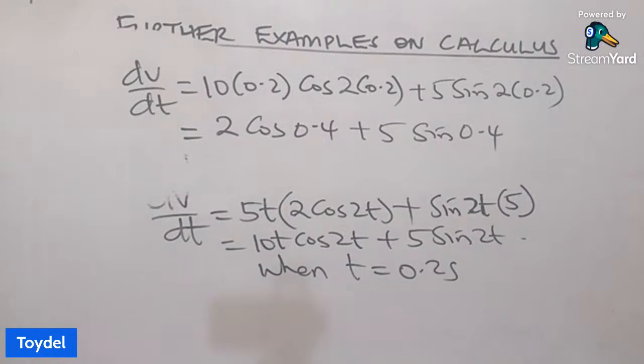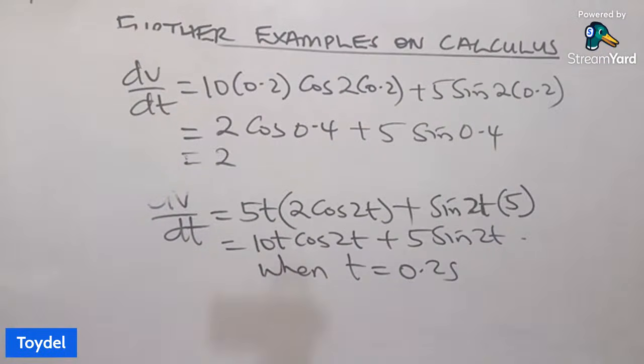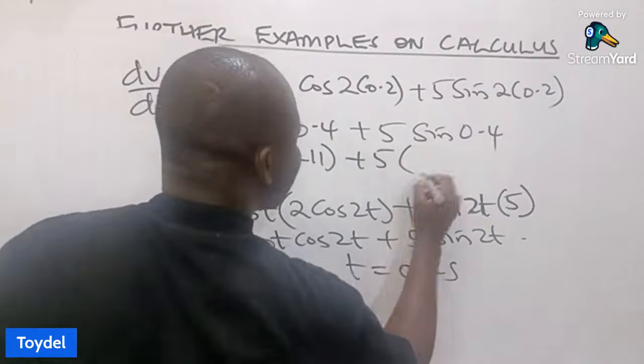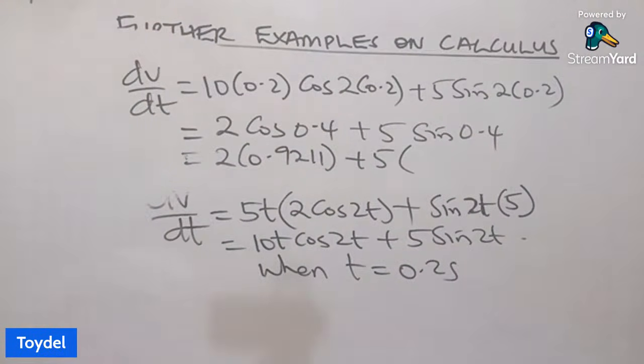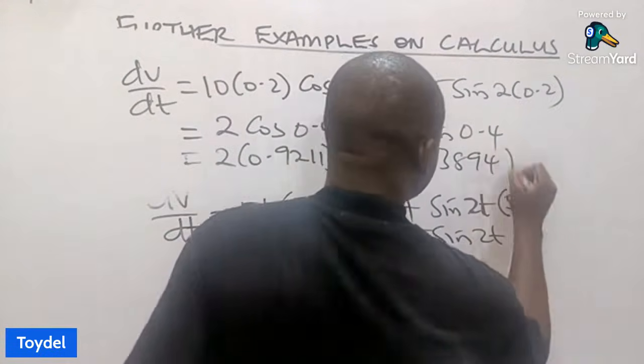So we'll look for the value of cos 0.4 and sine 0.4. That's what we are going to do. So what is the value of cos 0.4? Cos 0.4 will be 0.9211. Then plus 5 times sine 0.4, which will be 0.3894. That's what you're going to get.